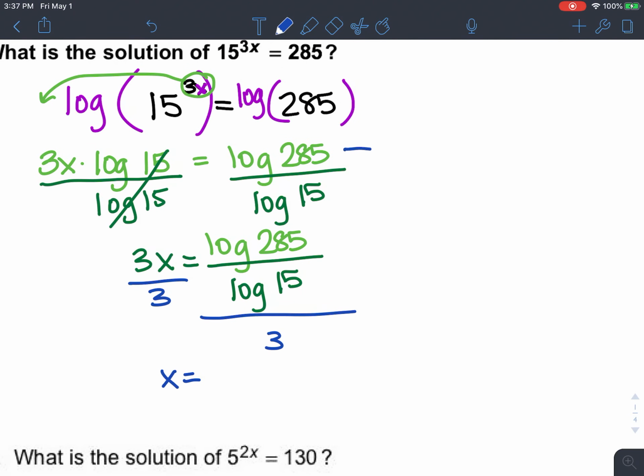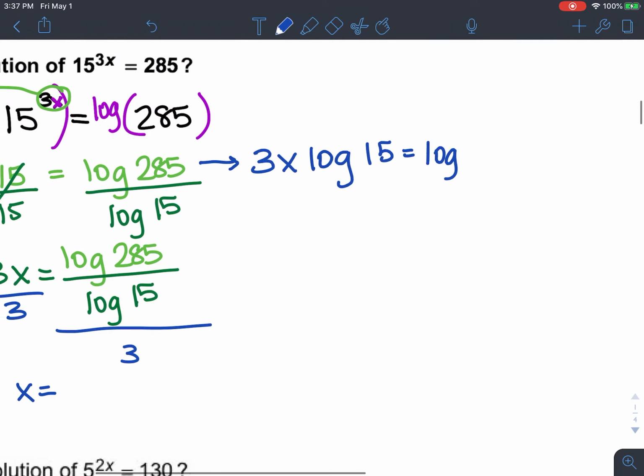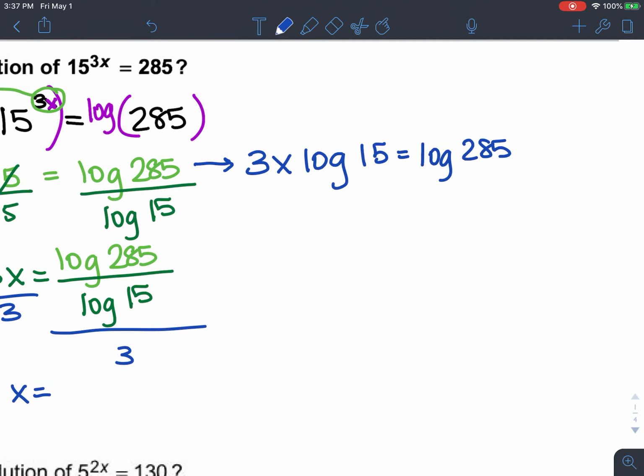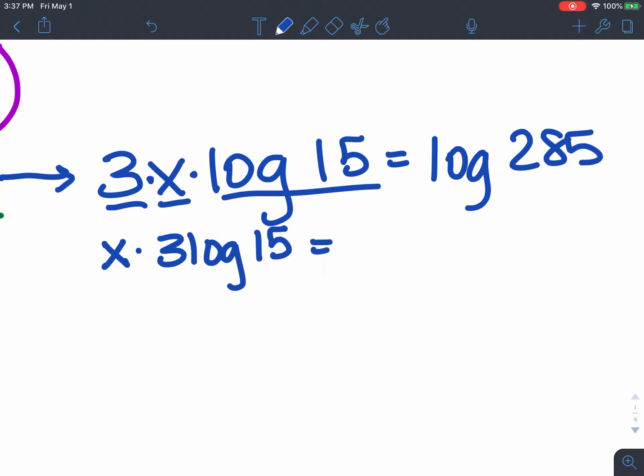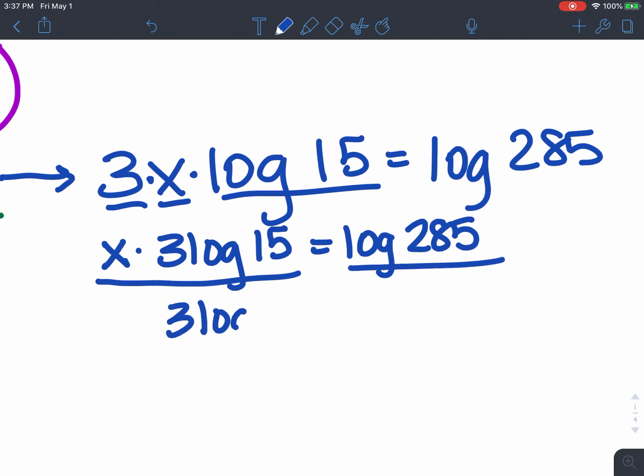Another way you could do it is, let's come over here. I'm just going to rewrite this step here. Now the 3 and the x and the log 15, those are all being multiplied by each other. And it doesn't matter what order you multiply in. So I could change this into x times 3 log of 15 equals log 285. And then I could just divide once by 3 log 15.